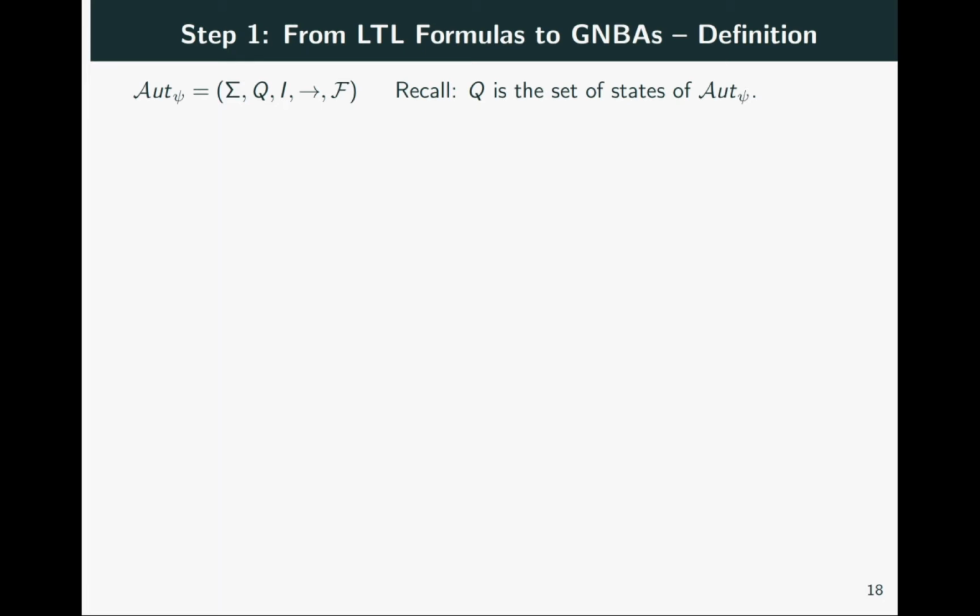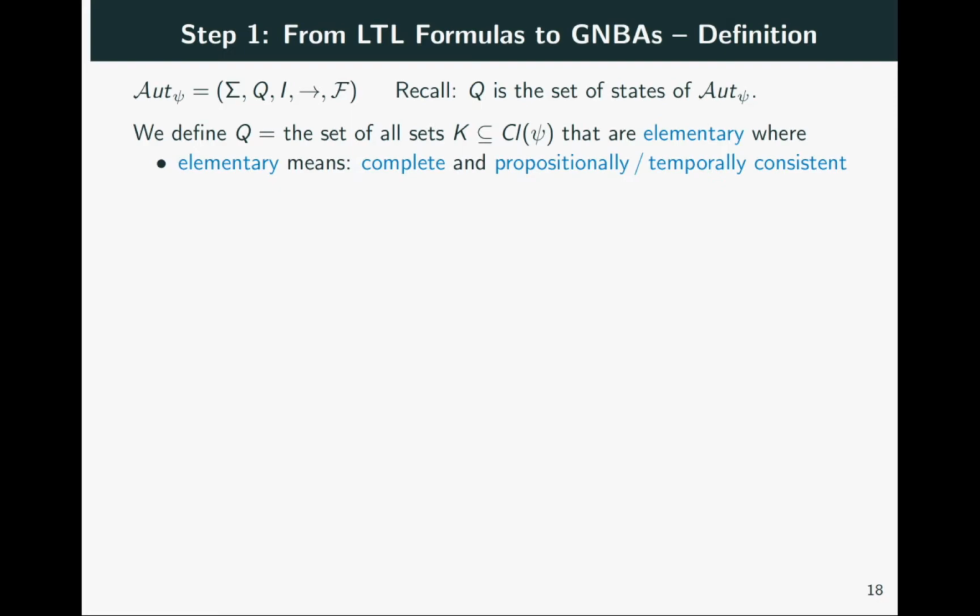Let's now define the set of states Q. Q will consist of subsets of the closure of psi. So Q will contain subformulas of psi and negations of subformulas of psi. Namely, Q will consist of those subsets that are elementary, where elementary captures formally our previous discussion about complete and consistent scenarios. More precisely, elementary means complete and propositionally and temporally consistent.